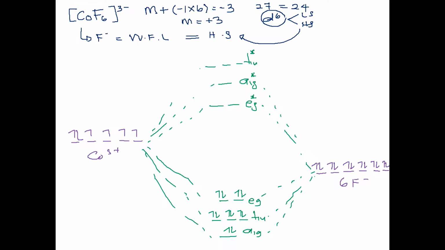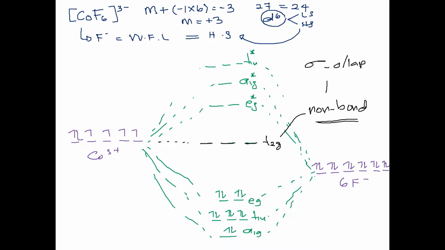Okay, and then as this is a sigma overlapping or sigma bond, you have one level here, the same as the metal energy level, and this one is the T2G, or the non-bonding orbital. This is a non-bonding orbital. This one is only present in a sigma overlapping, or sigma bond.